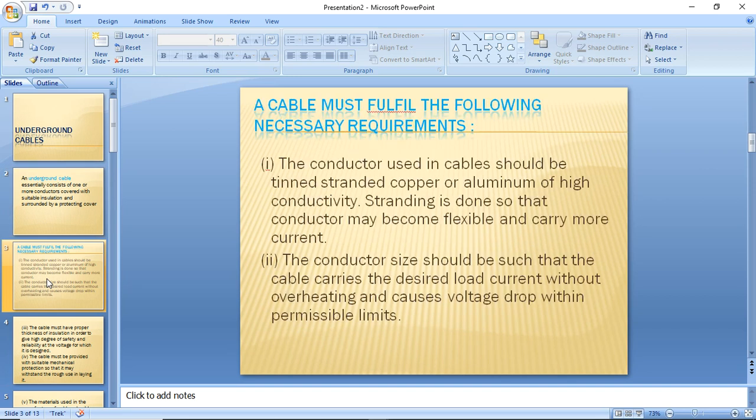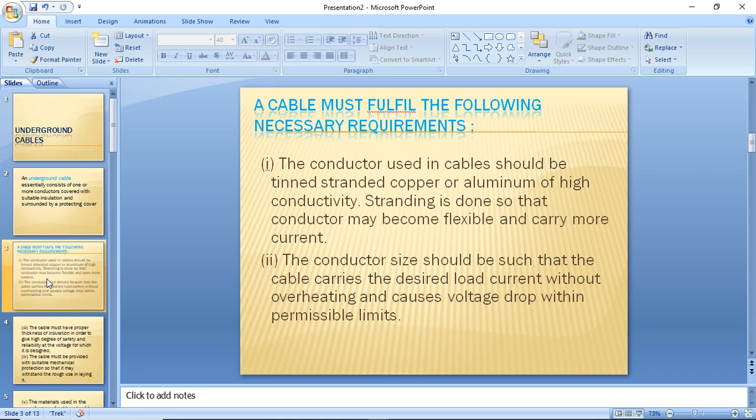A cable must fulfill the following necessary requirements for it to be used as an underground cable. One of the requirements is that the conductor used in the cable must be tinned stranded copper or aluminium of high conductivity. Stranding is done so that the conductor may become flexible and carry more current.